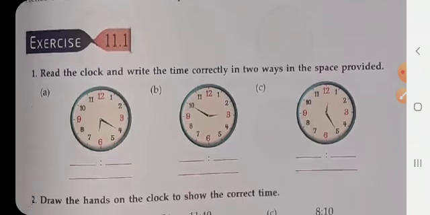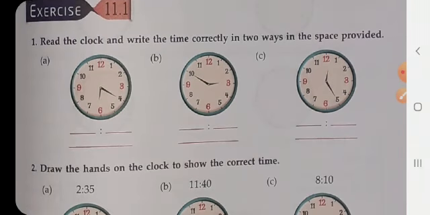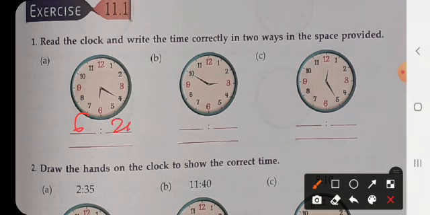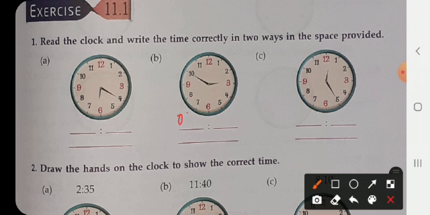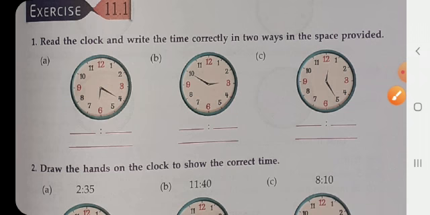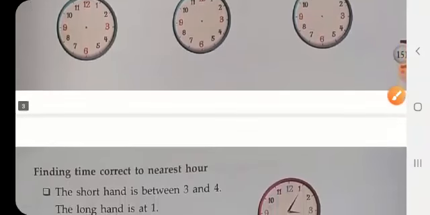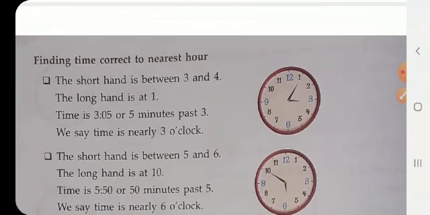Now we come on to exercise 11.1, which says read the clock and write the time correctly in two ways in the space provided. So it is 6:20. This is 6 hours and 20 minutes. This is how we can write the time. Now the next sum we have is 2:50, so this goes as 2 hours and 50 minutes. Right? In this way we can calculate all these times and draw the hands according to it, as we have been doing in our previous recall section.